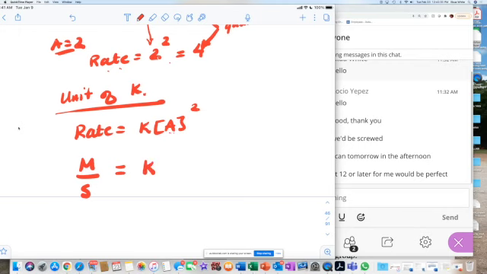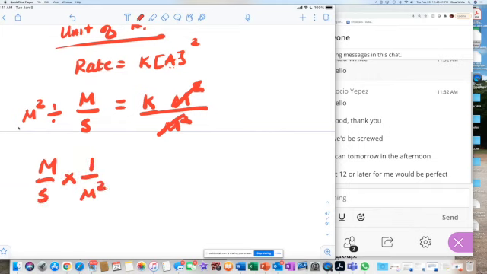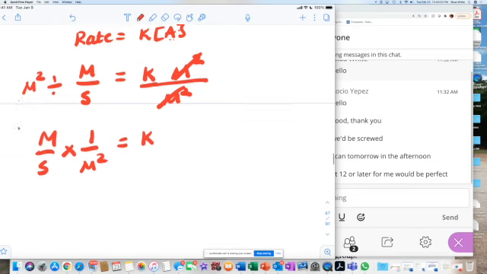The unit for concentration by default is M, but now we're squaring it, right? So M squared. We're trying to solve for K. Divide by M squared, and then divide this part by M squared. So it's like M squared divided by this. Okay? Cancel, cancel. Now, I'm going to replace the divide with multiply. So I'm just going to put M over s times 1 over M squared equal K. I'm trying to solve for K.